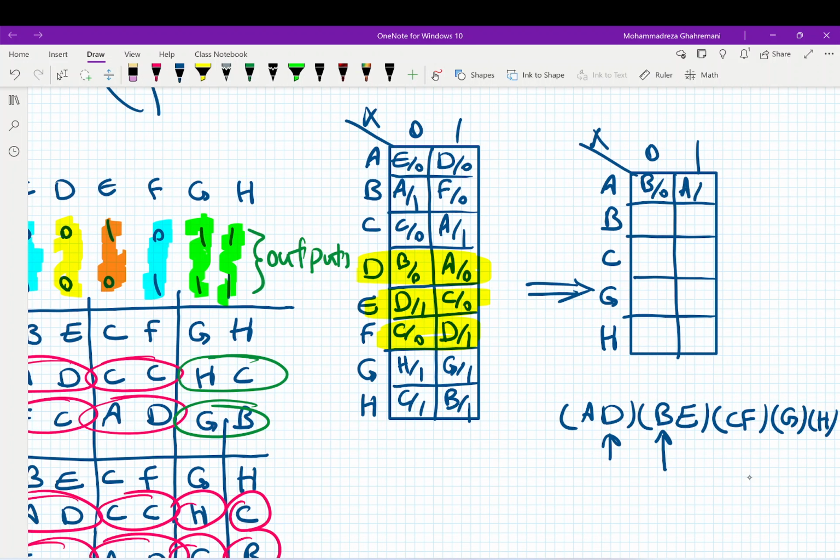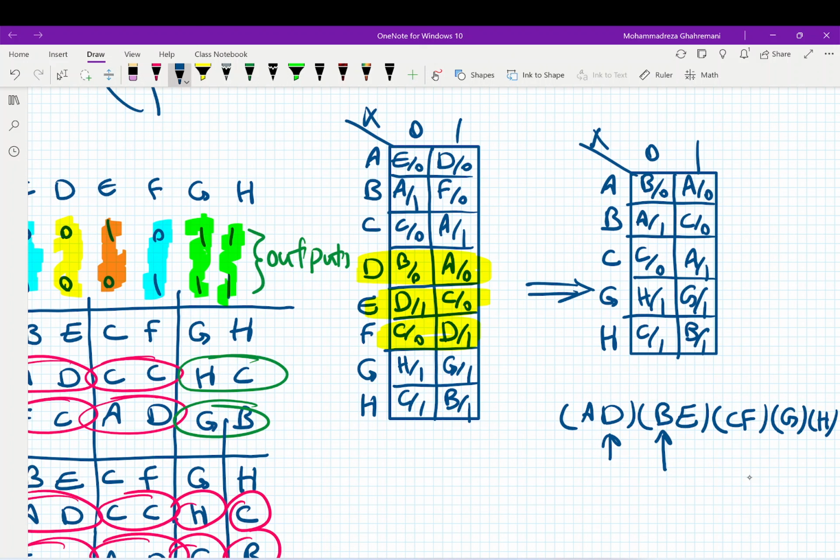Based on these eliminations, we update our table. So A0, A1, C0, C0, A1, H1, G1, C1, and B1. So this is the final answer.